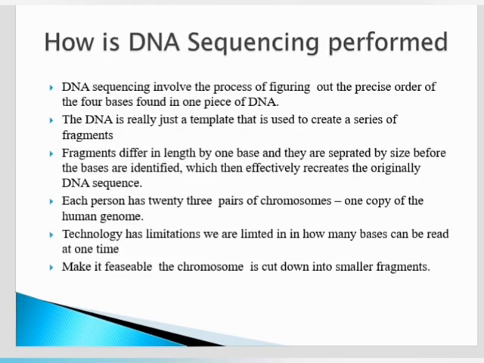How is DNA sequencing performed? DNA sequencing involves the process of figuring out the precise order of the four bases found in one piece of DNA. The DNA is really just a template that is used to create a series of fragments. Fragments differ in length by one base and they are separated by size before the bases are identified, which then effectively recreates the original DNA sequence.